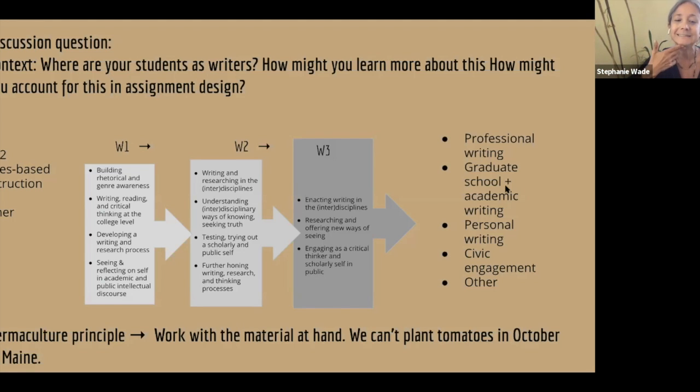This sense of trying to get to know our students and where they are as writers brings us back to the permaculture principle of working with the material at hand, because we can't plant tomatoes in October in Maine. And so sometimes the dominant culture creates this narrative which sort of insists on these certain metrics at certain times and stages that doesn't really match the readiness of the writers. And so we can push back against that, I hope.